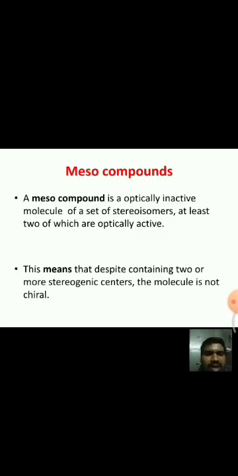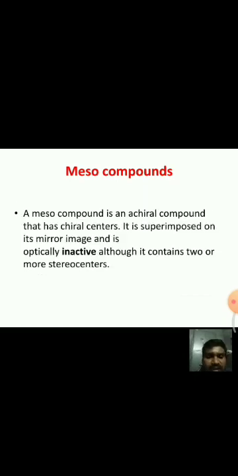racemic mixture. And coming to meso compounds, a meso compound is an optically inactive molecule of a set of stereoisomers, at least two of which are optically active. This means although it is having two or more stereogenic centers, the molecule is not chiral. Those are said to be meso compounds. Meso compounds are achiral compounds, though they have chiral centers. That means it is superimposable on its mirror image.